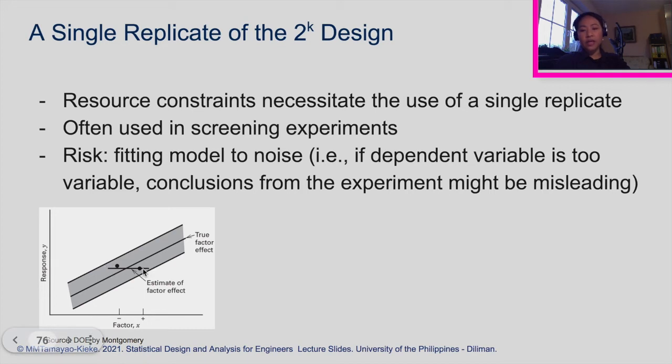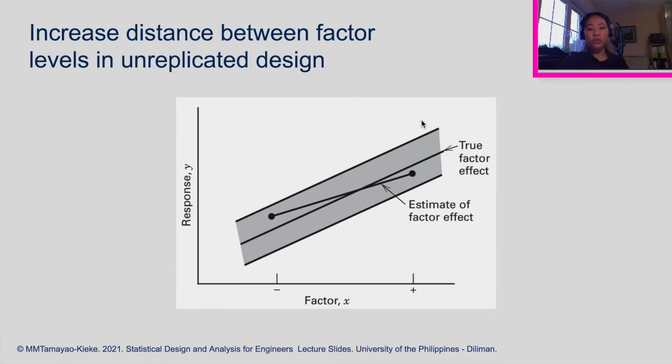And as you can see, of course, since the range is too wide, the estimate of the factor effect is actually very different from the true factor effect. So what you can actually do is to increase the distance between the factor levels, and this will help you in ensuring that you can have a more accurate estimation of the effects. So for example here, if you widen the gap between the levels, then what you will fit as the estimate of the factor effect could be closer to your true factor effect.